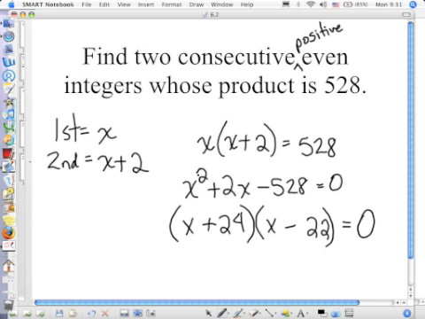Okay? So my first number is either negative 24 or positive 22. Which one is it? 22, because it said positive. Okay? So if my first number is 22, my second number is 24. My 2 numbers were 22 and 24.